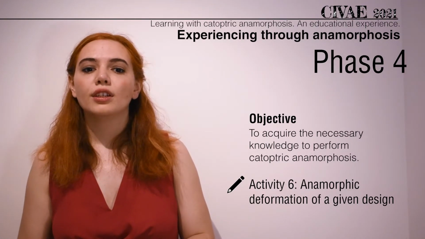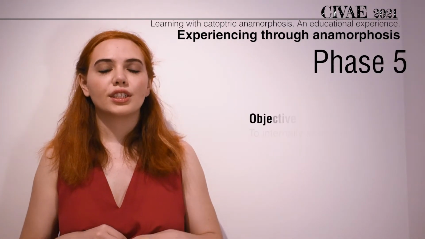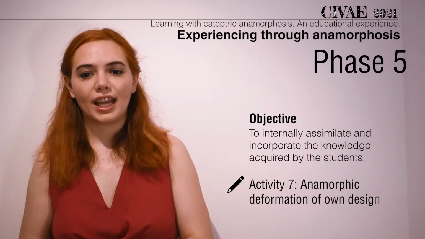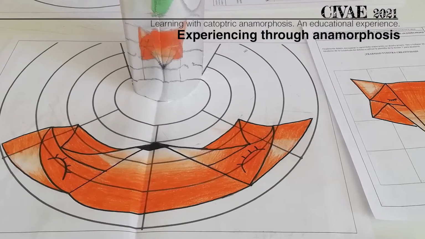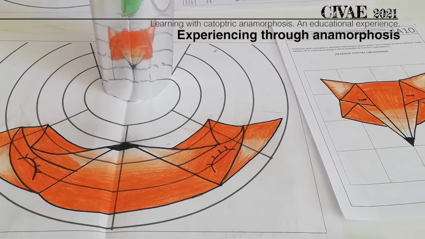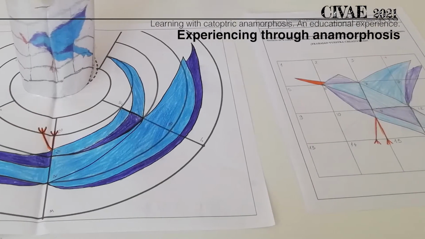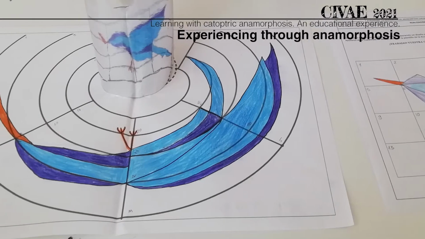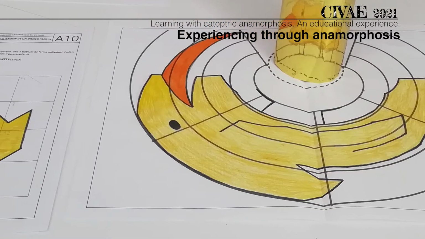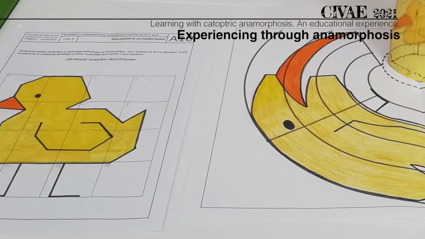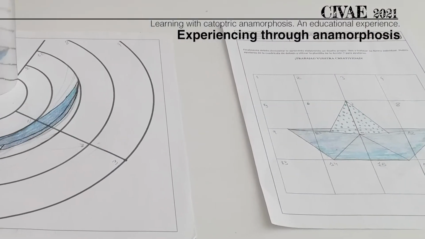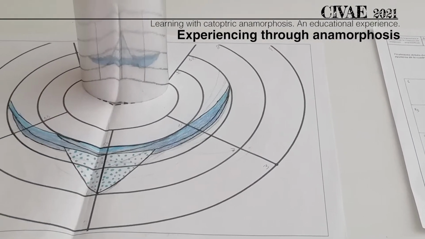the task. Finally, the last phase consisted in developing their own anamorphic design. In this last activity, students were working on their creativity with great results. Designs were in some cases very aesthetic and showed a good comprehension of the mechanisms of catoptric anamorphosis.